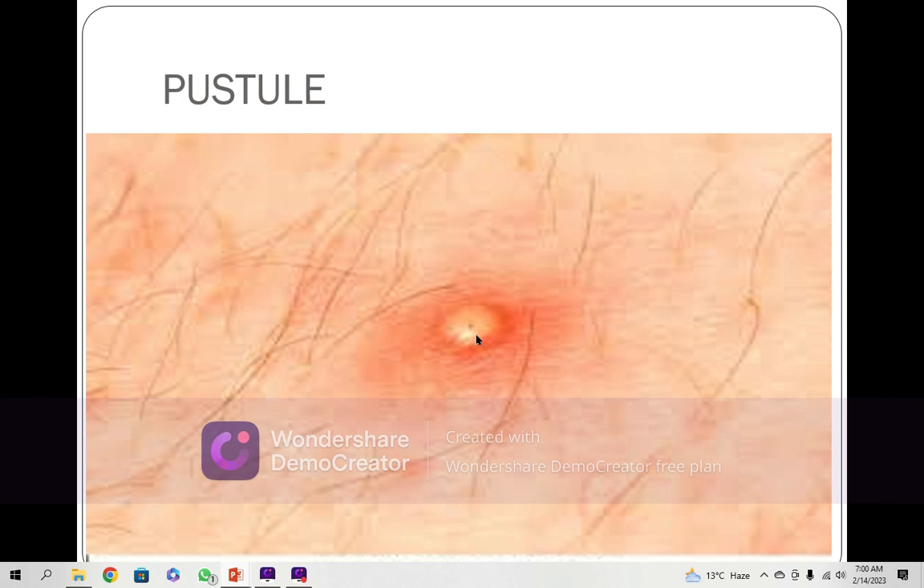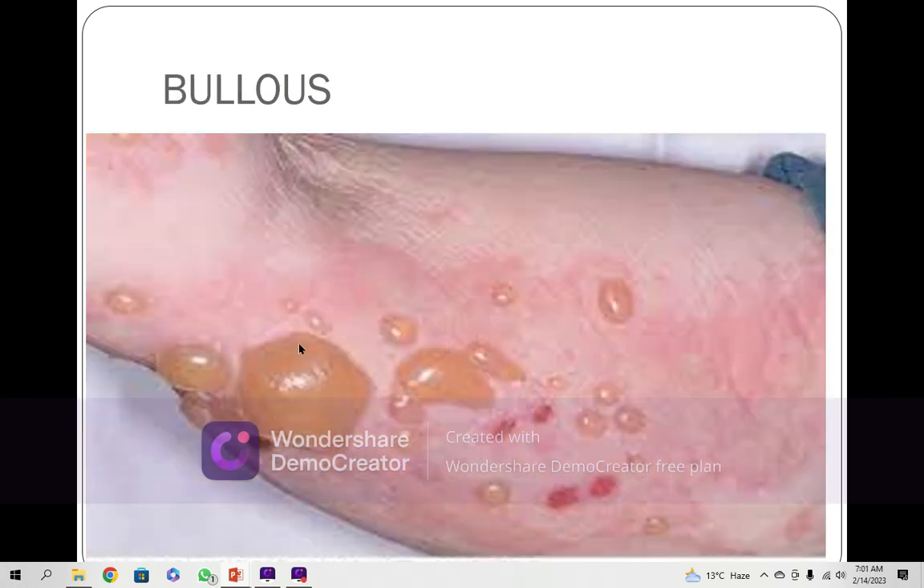Then we have pustules. Now the same vesicle is infected, and then the pus is very clearly seen inside it, in many parts of the body. You see this type of pustular rash, very symmetrical in distribution, for example in varicella, that is chickenpox. And then a bullous type of rash, bullous eruptions.